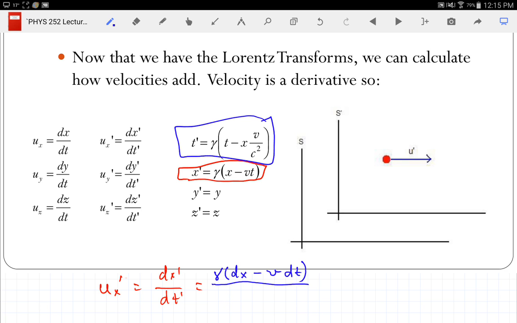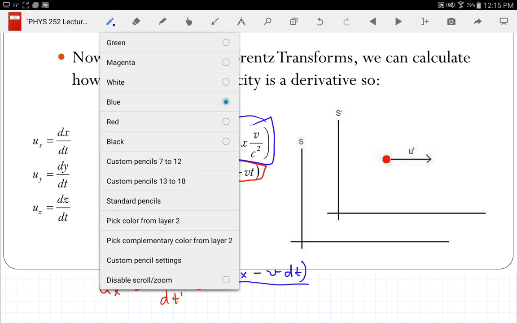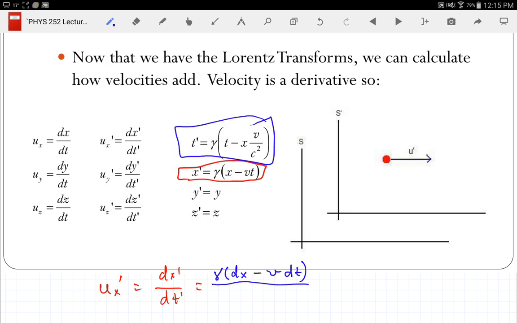I'm taking this equation here, that equation, and I'm taking the implicit derivative of that. What am I going to have? Gamma dt minus... x is a variable. Oh, right. B over c squared dx. That was an x. Okay, so now, am I done?